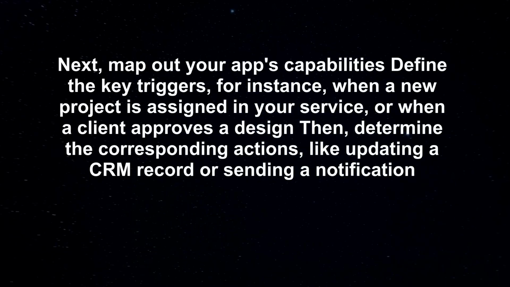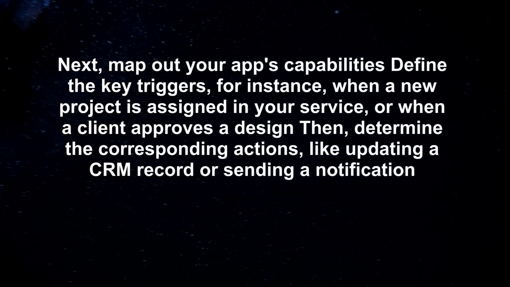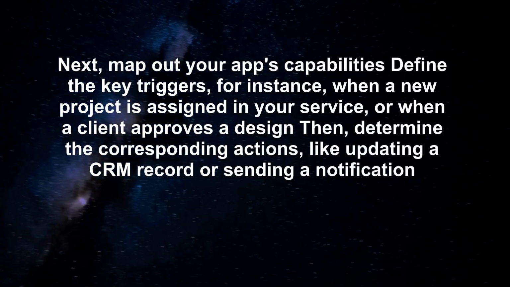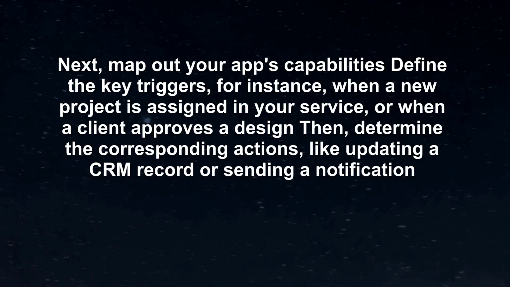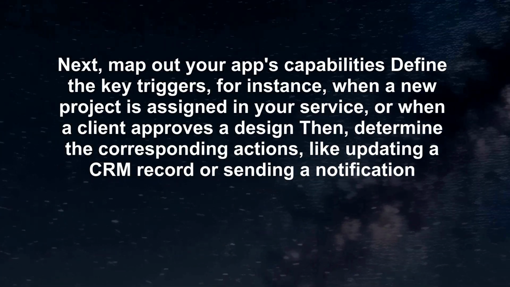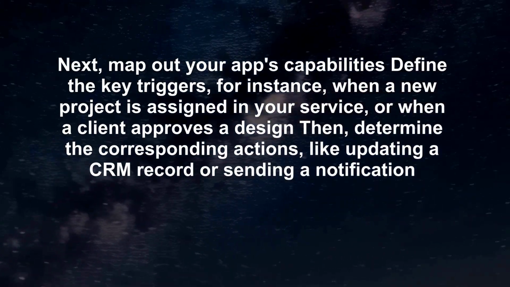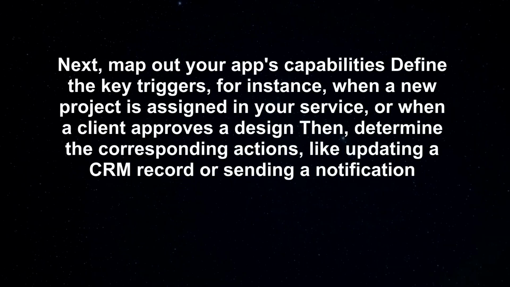Next, map out your app's capabilities. Define the key triggers. For instance, when a new project is assigned in your service, or when a client approves a design, then determine the corresponding actions, like updating a CRM record or sending a notification.